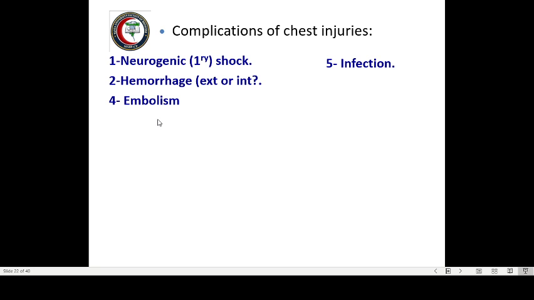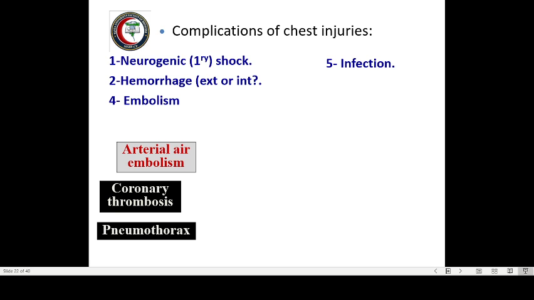The type of embolism here, it is very important that you know the specific type of embolism for each body region after trauma. Embolism here is arterial air embolism. It occurs because an injury may connect a bronchus to a pulmonary vein, so the air goes from the bronchus into the pulmonary vein, then to the left atrium, then to the left ventricle, and then to the aorta, and then to the other arteries branching from the aorta.